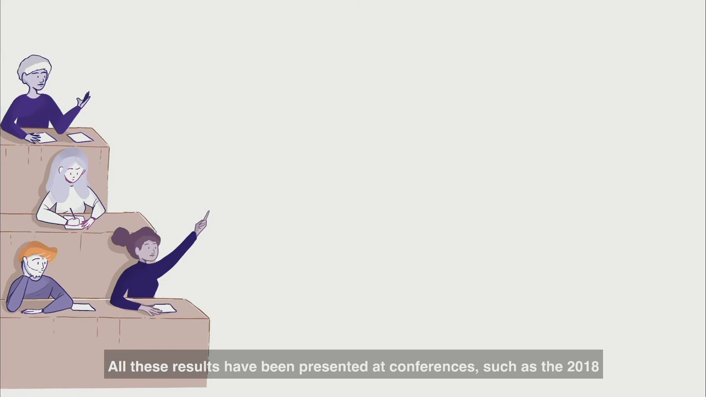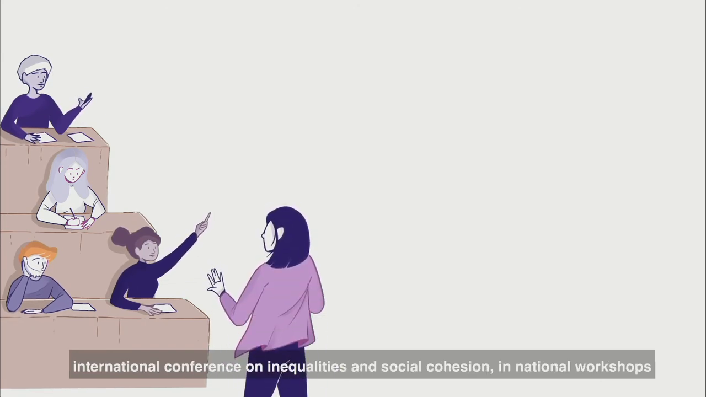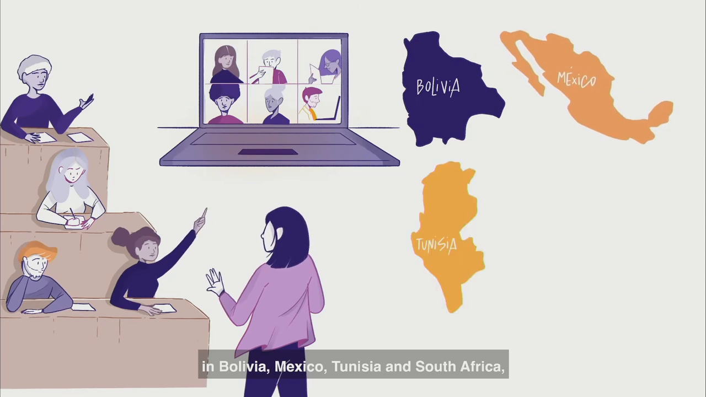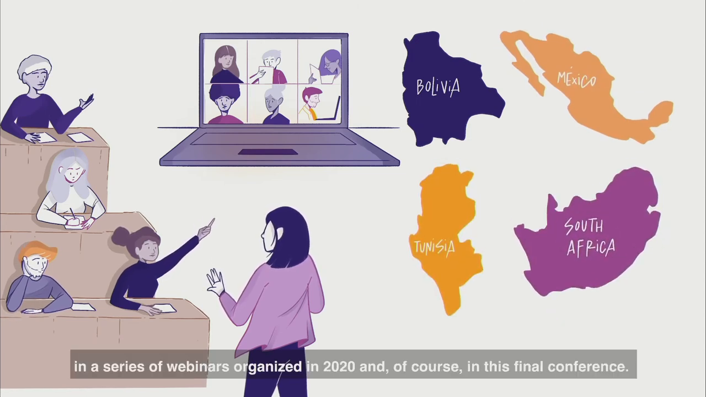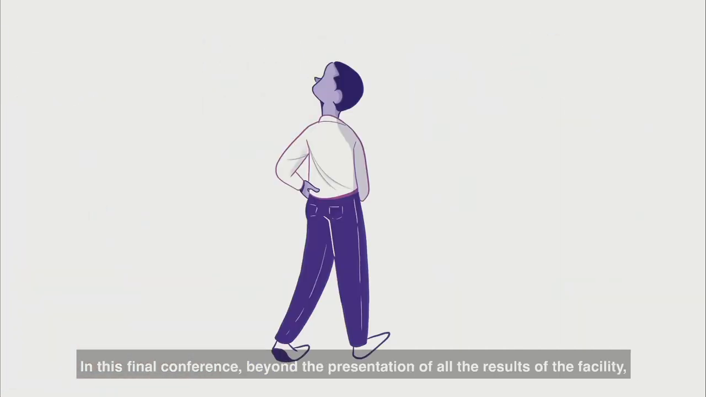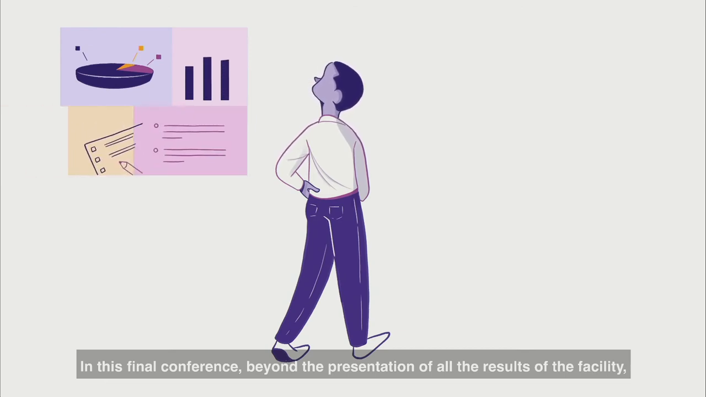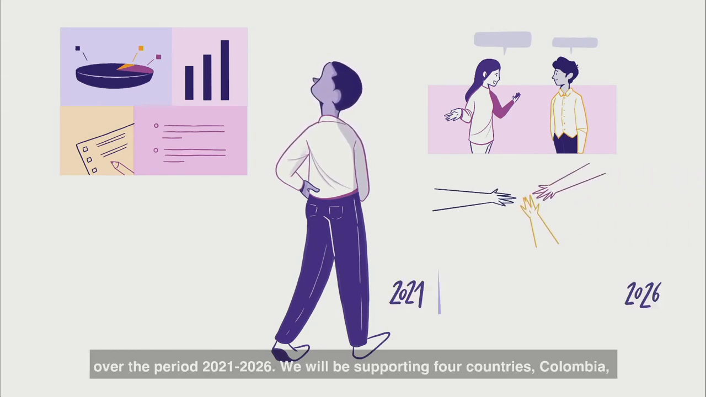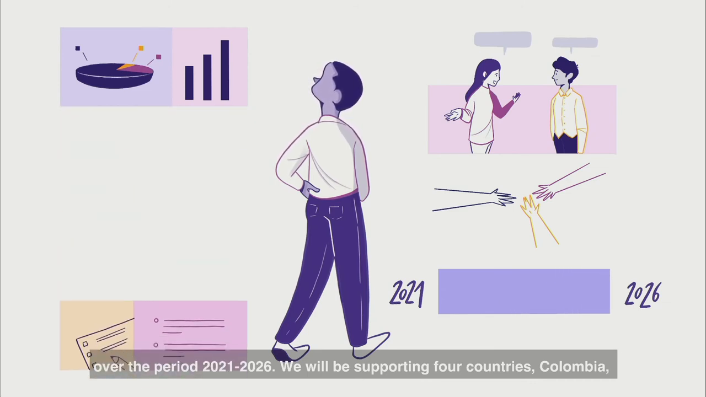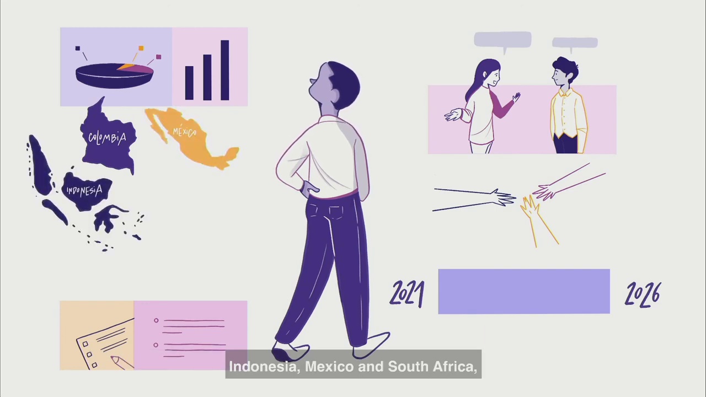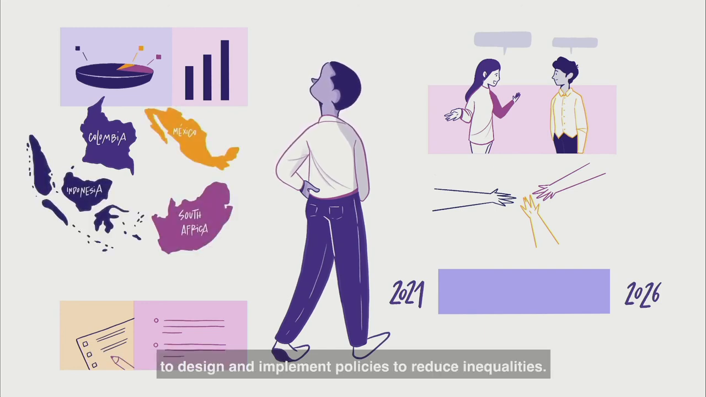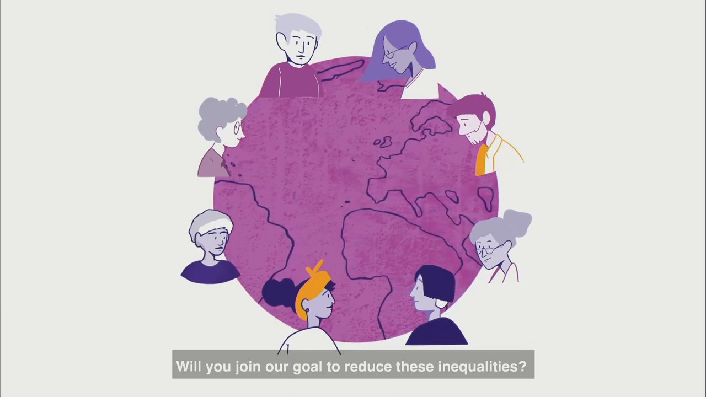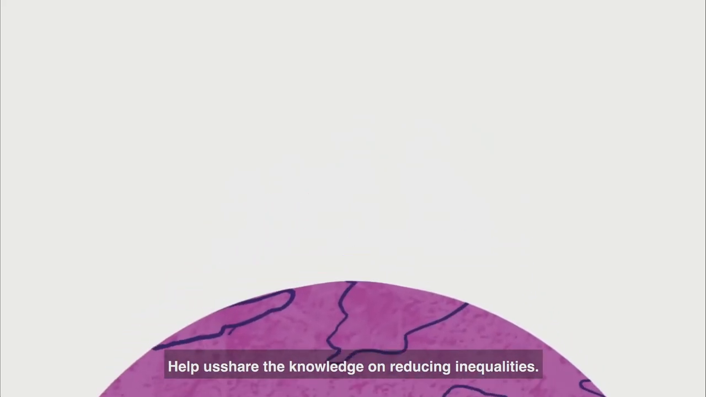All these results have been presented at conferences, such as the 2018 International Conference on Inequalities and Social Cohesion, in national workshops and stakeholders events, such as those organized in Bolivia, Mexico, Tunisia, and South Africa, in a series of webinars organized in 2020, and of course, in this final conference. In this final conference, beyond the presentation of all the results of the facility, there will be an opportunity to launch a second phase of reflections and partnerships that will be articulated in the extension of the facility over the period 2021 to 2026. We will be supporting 4 countries, Colombia, Indonesia, Mexico and South Africa, to design and implement policies to reduce inequalities. Will you join our goal to reduce these inequalities? Help us share the knowledge on reducing inequalities.